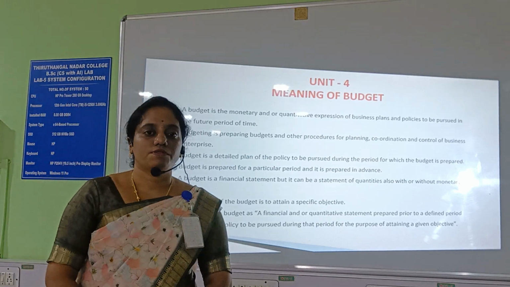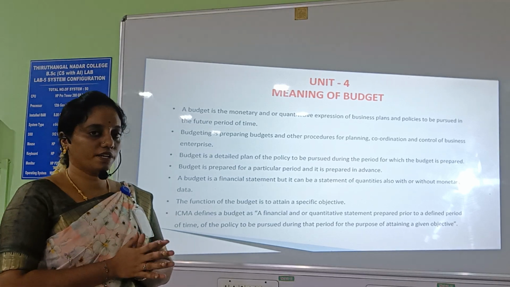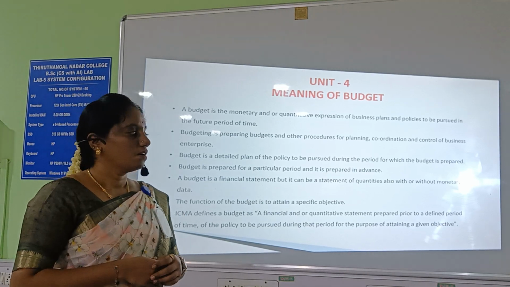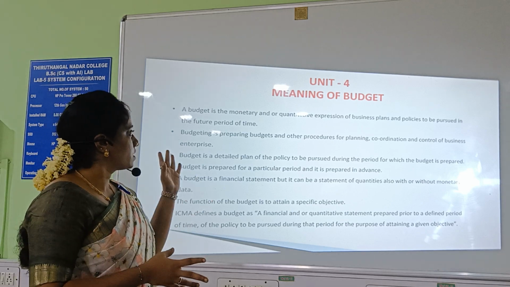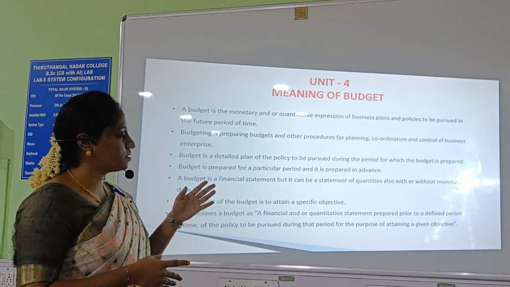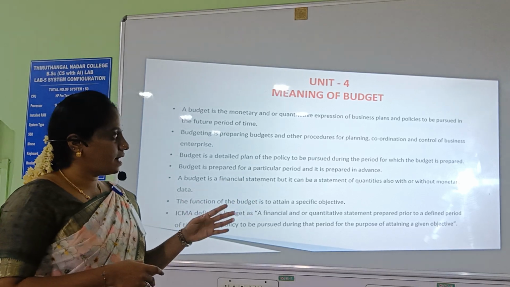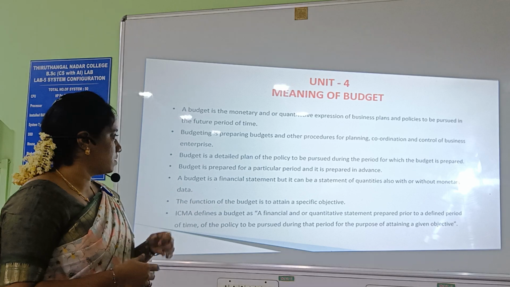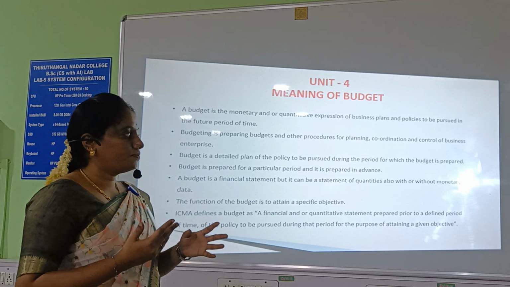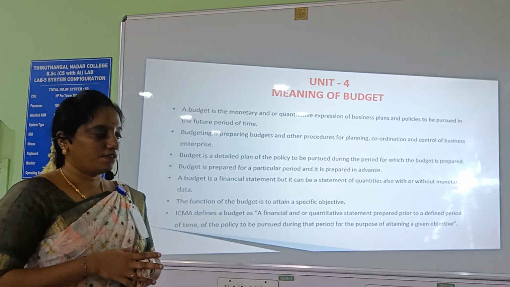So next we move on to Unit 4, which is budget. A budget is a predetermined statement which we will prepare. In companies also, they will prepare budgets. It is the monetary and or quantitative expression of business plans and policies to be pursued in a future period of time. Budgeting is preparing budgets and other procedures for planning, coordination and control of business enterprise. It is a detailed plan of the policy to be conducted in future during the period for which the budget is prepared. Budget is prepared for a particular period and it is prepared in advance itself.